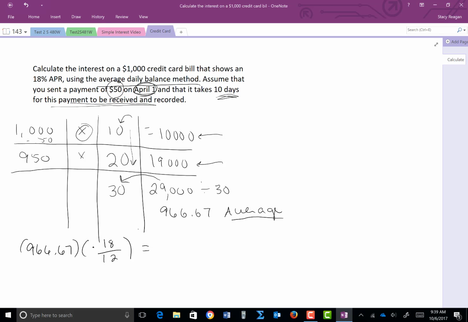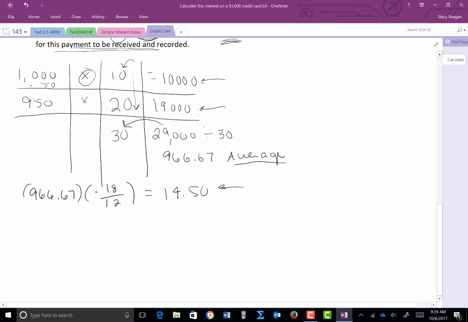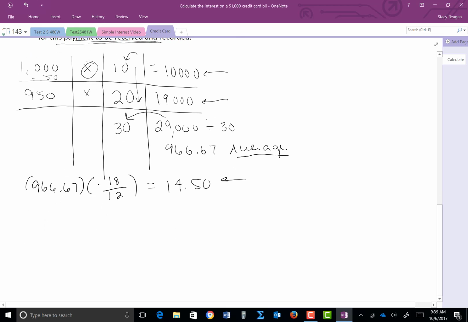So 966.67 times the 18% divided by 12 comes out to $14.50. Now that's the finance charge, that's the interest. So if I just say find the interest, that's it, you're done. If I say I need you to calculate the new balance that's going to go at the top of your next credit card, your last balance that you had was $950, not $966.67. That's just your average. This was your new balance that you had.